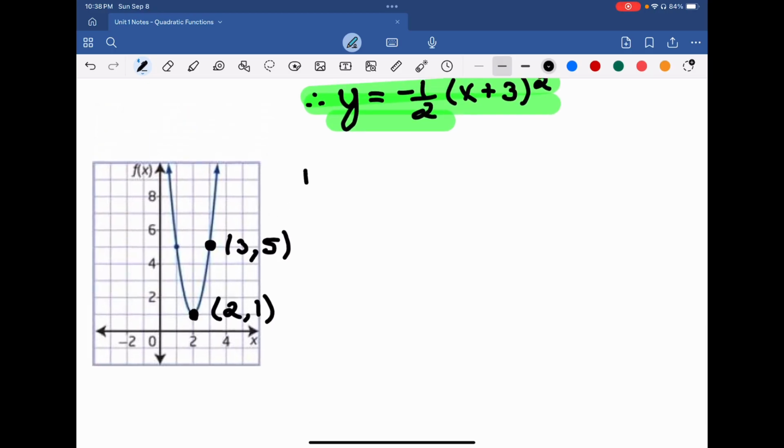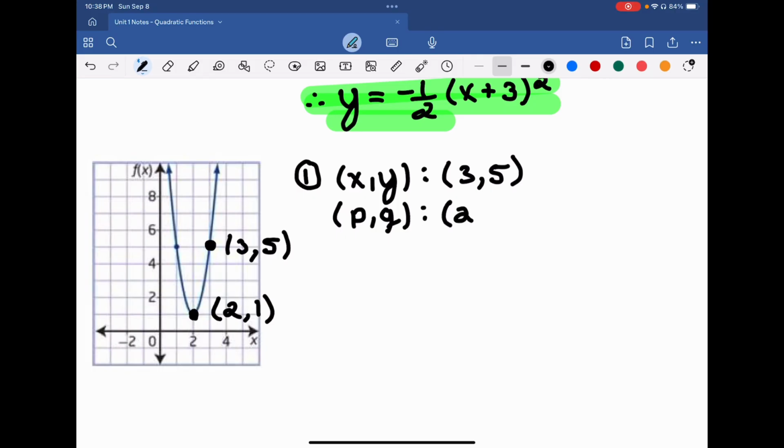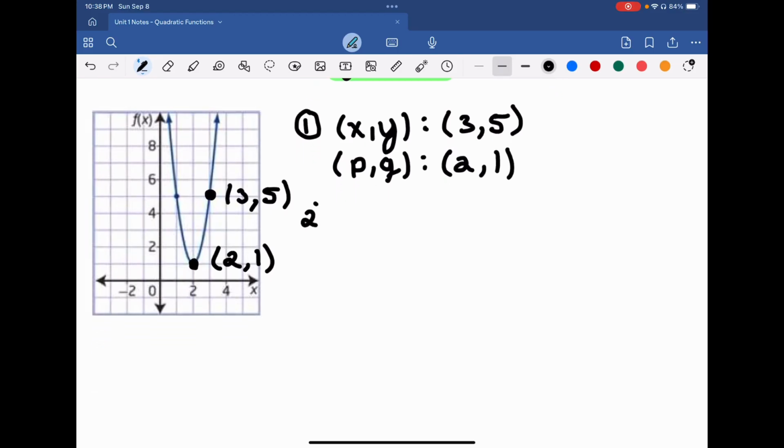Now for step number 1, let's just be very clear about what these points are. Our x and y are just our random point we pulled from the graph, which was 3 and 5. Our p and q, which is our vertex point, we pulled as 2 and 1. And then step number 2, we want to solve for the a value because we don't know what the vertical stretch factor is. y = a(x - p)^2 + q.